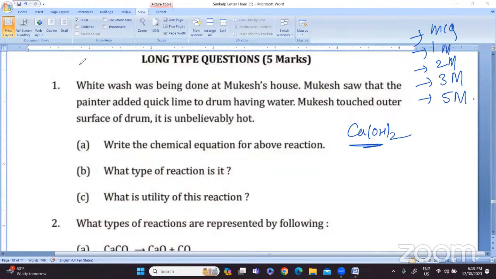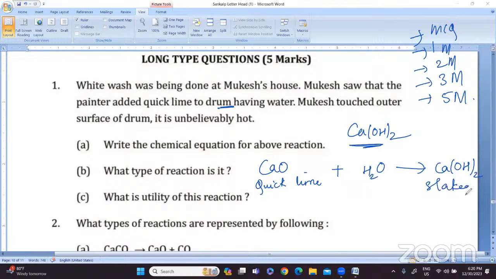The whitewash was done at Mukesh's house. Mukesh saw that the painter added quicklime to a drum having water. So this quicklime was added to the drum which was having water. What will happen? You get calcium hydroxide, which is slaked lime.